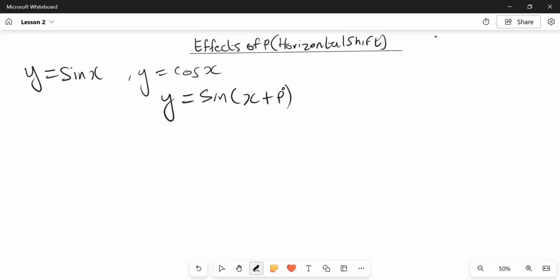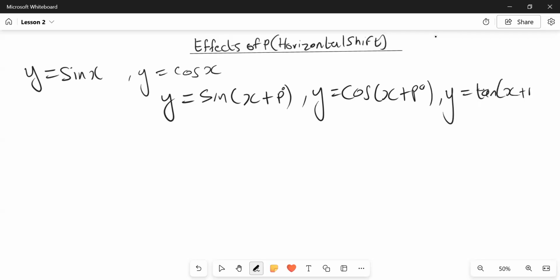Now they are adding p degrees. y equals cos (x plus p) degrees, or they can even say y equals tan (x plus p) degrees. What do they mean by this?